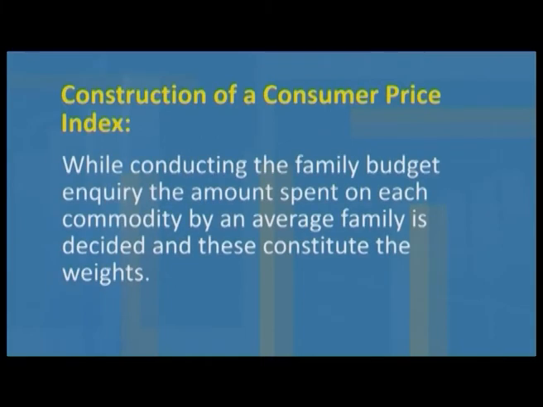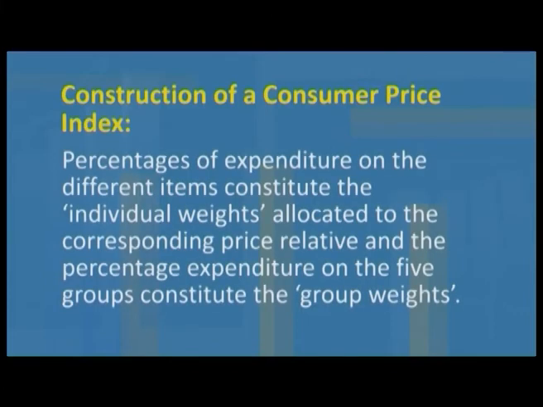While conducting the family budget enquiry, the amount spent on each commodity by an average family is decided, and these constitute the weights. Percentages of expenditure on the different items constitute the individual weights allocated to the corresponding price relative, and the percentage expenditure on the 5 groups constitute the group weights.